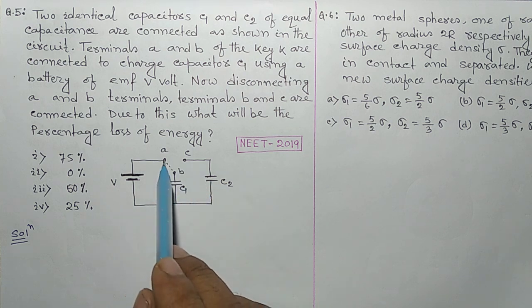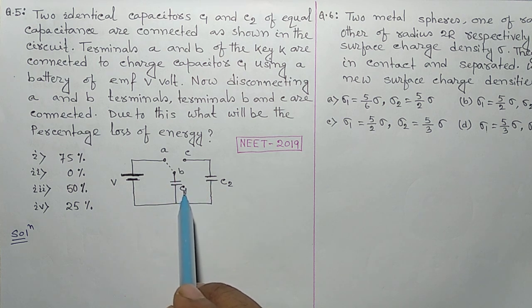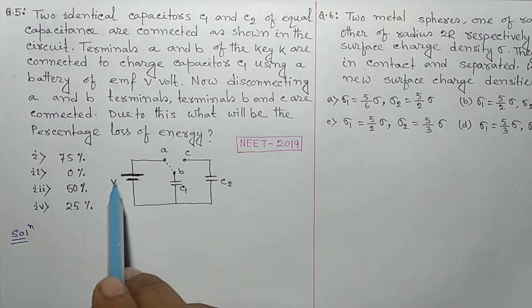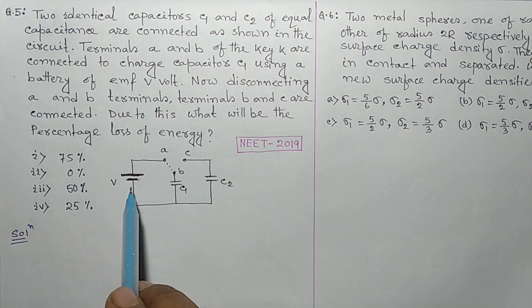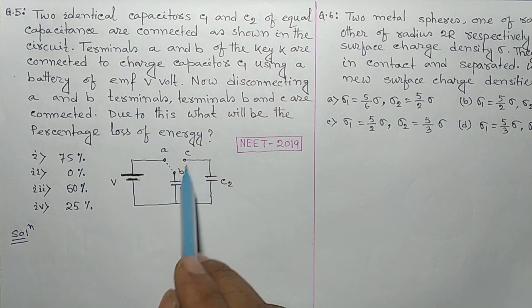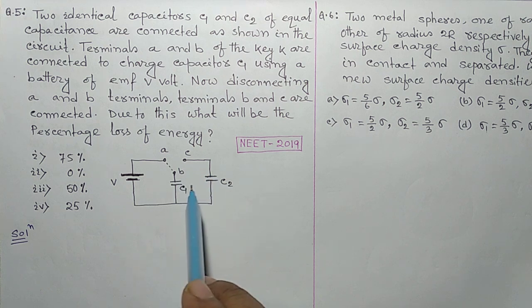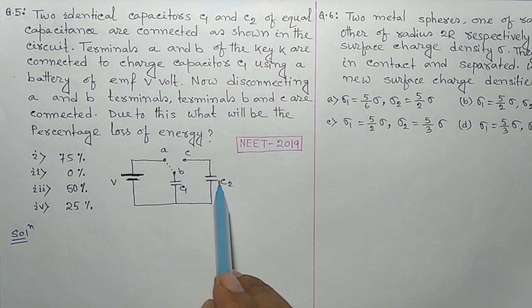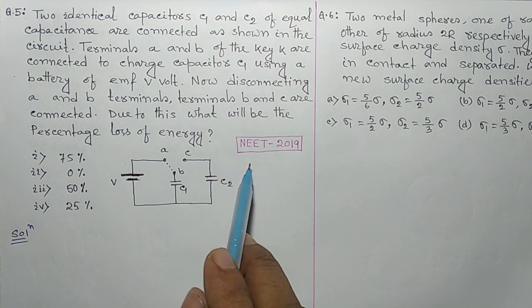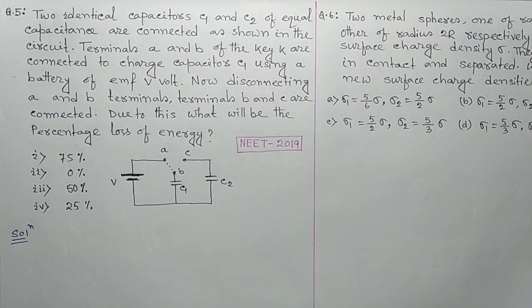First, we connect AB and charge the capacitance C1 with the help of the battery of EMF V volt. Next, we disconnect AB and connect BC. Then, due to C1, the C2 capacitance will charge. In that case, some energy is lost. So we have to find out the loss of energy.